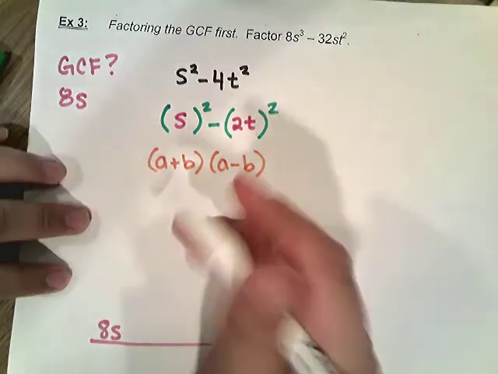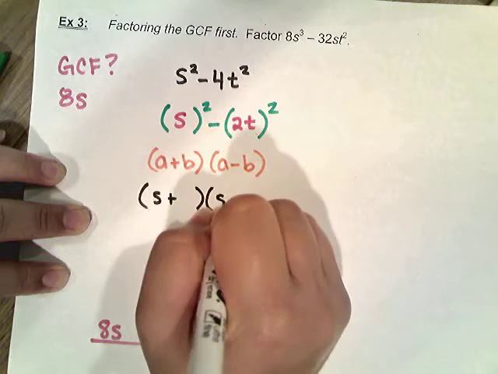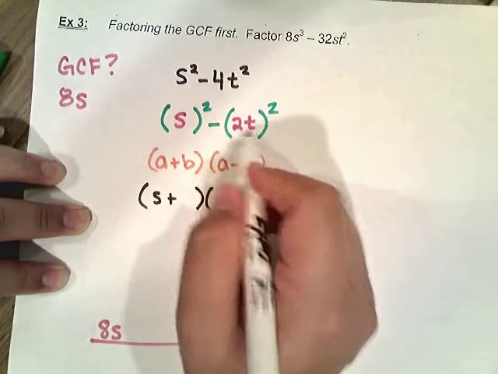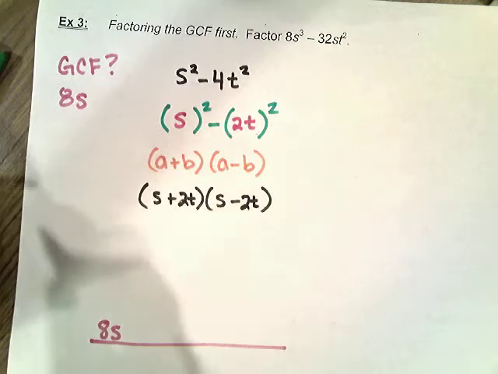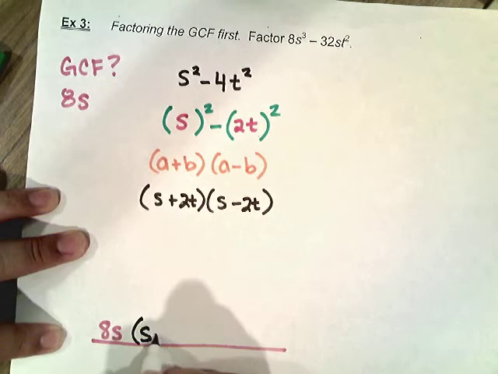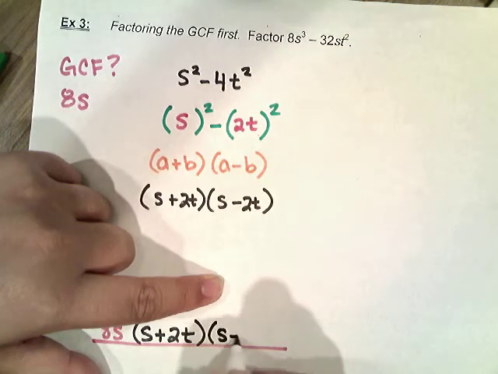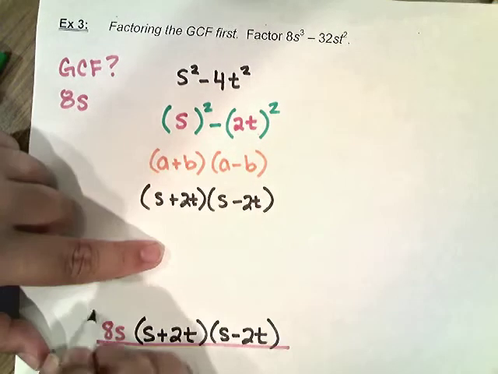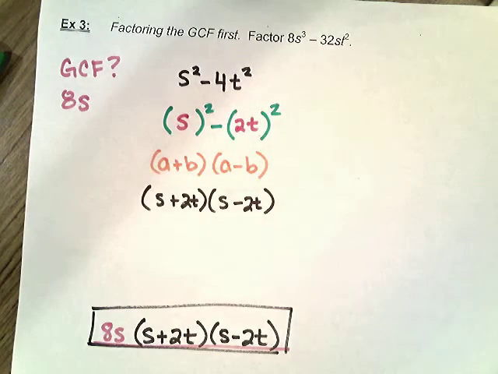Wherever we see a, we're going to put in s. Wherever we see b, we're going to put in 2t. And then finally, we'll take that and drop that down to the bottom. s plus 2t and s minus 2t. So our final answer is 8s times the quantity s plus 2t times the quantity s minus 2t.